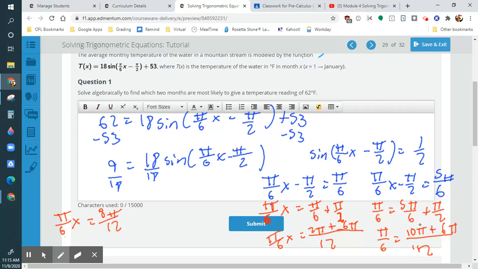I'm not going to reduce it because I still have to get rid of this. And this is going to equal another month, which is pi over 6 x equals 16 over 12. So I'm going to erase some of this other stuff because I don't need it. So I'm going to erase everything in the top over here.